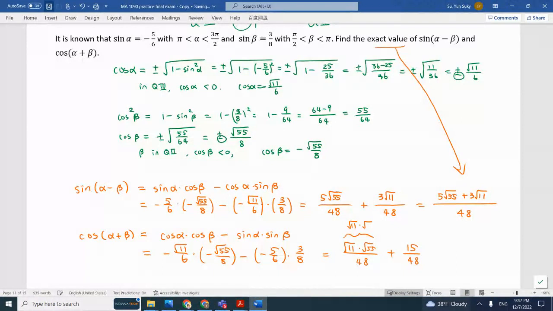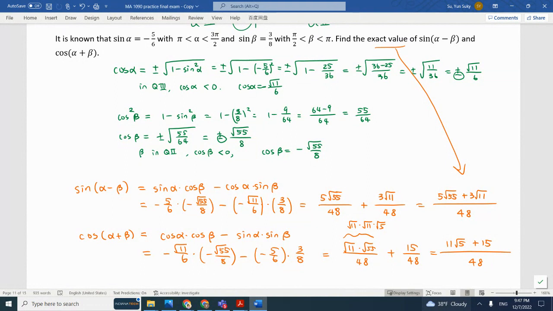And you know, square root of 55 is like square root of 11 times square root of 5. Therefore, you can combine them. You get 11 square root of 5 plus 15. So you can show it like that.